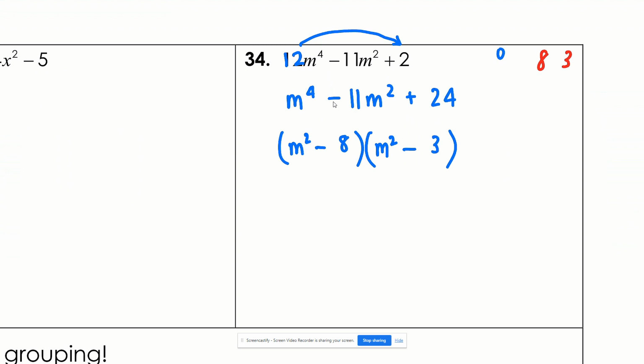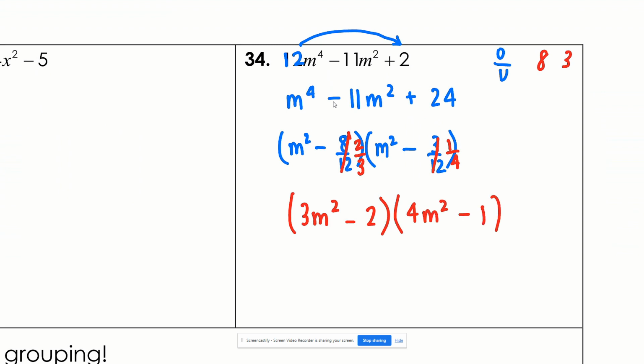But don't forget, guys, we did the over. Now we got to do the under. So we divide those by 12. Now this one's a little bit harder because will 8 over 12 reduce? Yes, then let it. It's 2 over 3. So what do I write? 3m squared minus 2. 3 over 12 reduces to 1/4. So what is that? 4m squared minus 1.